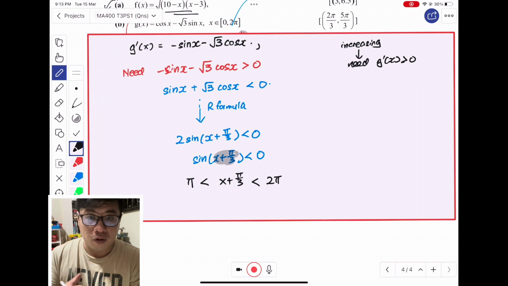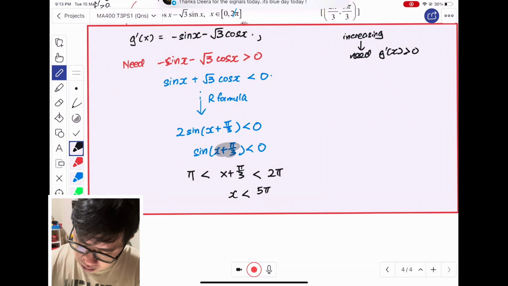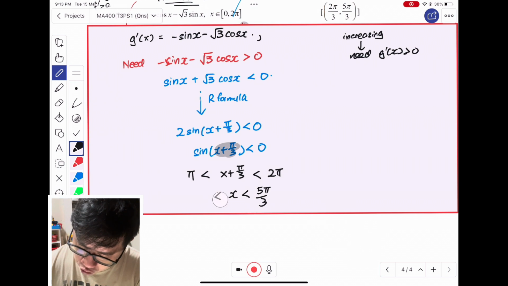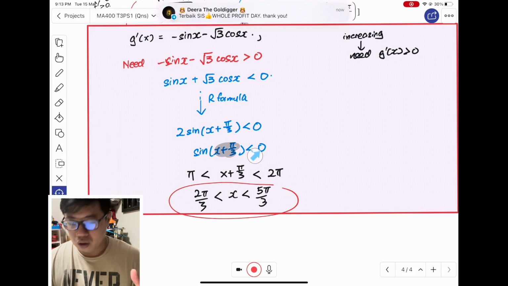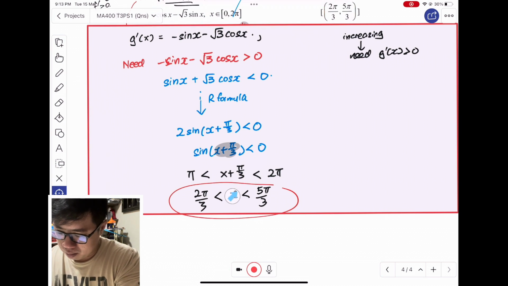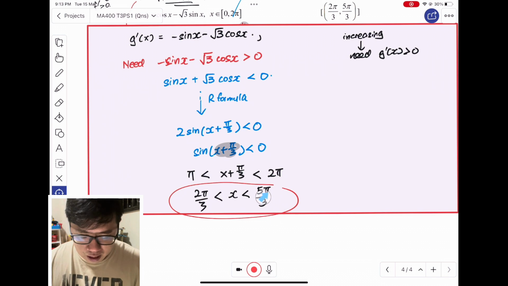Okay, now from here, let's simplify it. This means that x is between, subtracting pi over 3 on both sides, and you can see that in order for my sine to be less than 0, x must be between 2 pi over 3 and 5 pi over 3. Okay, so that is the answer for part B. Thank you.